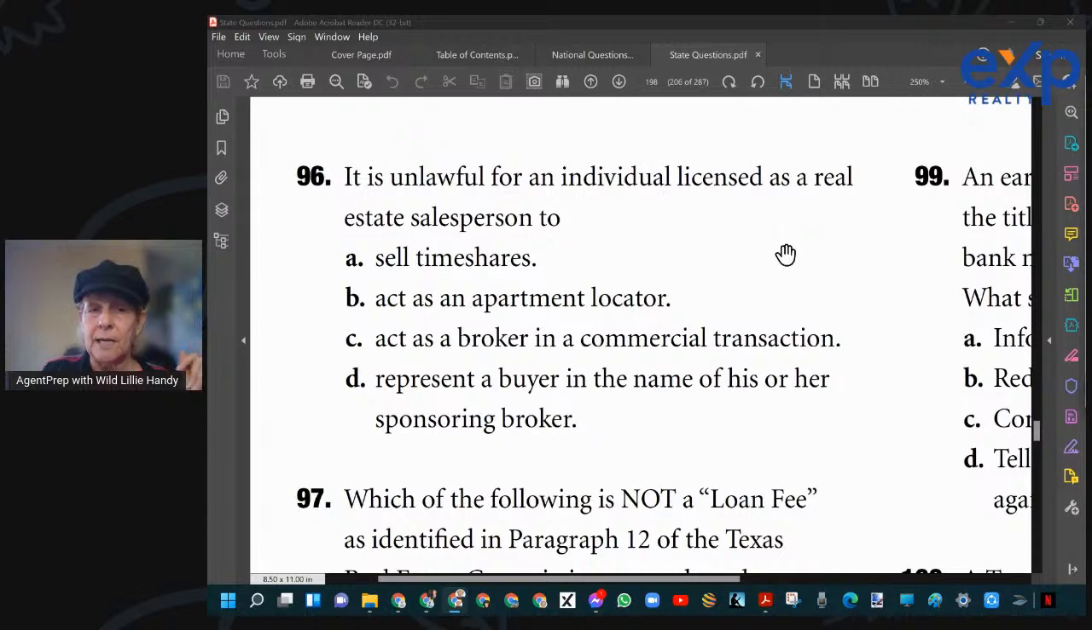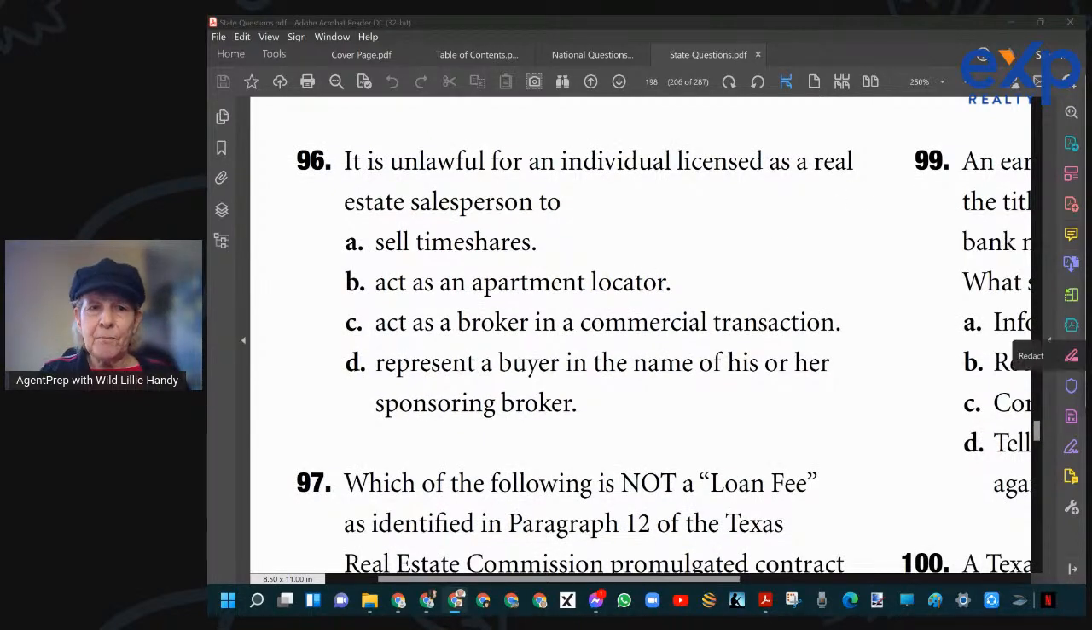So what can we not do? Okay. We can sell timeshares. We can be an apartment locator. We can represent a buyer, in the name of his or her broker, but we cannot be a broker. So it has nothing to do with buying or selling for ourselves. In this question, we are representing someone, or we are working in a situation where it is a resort where we can help buyers or sellers with timeshares.